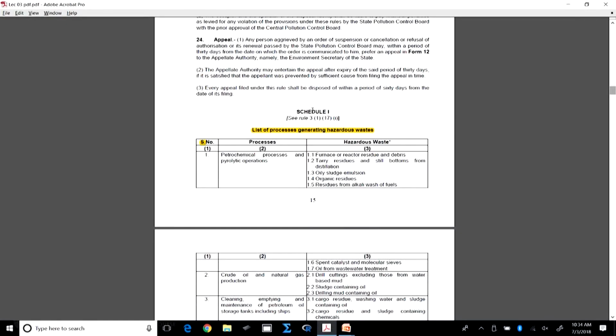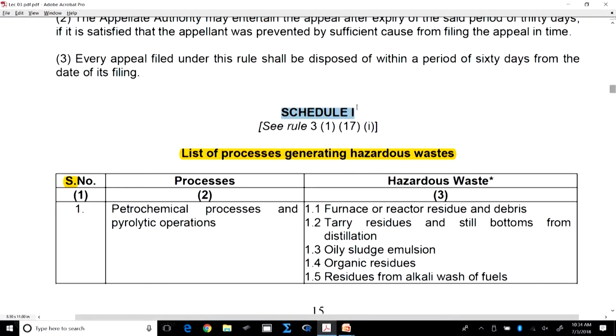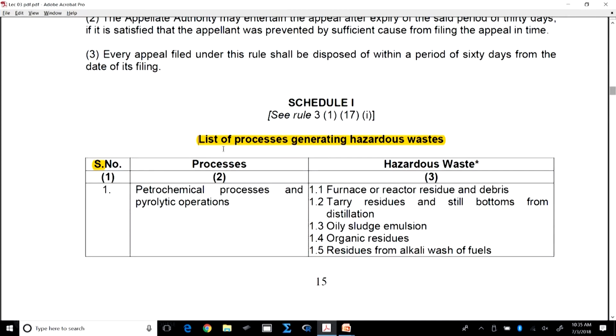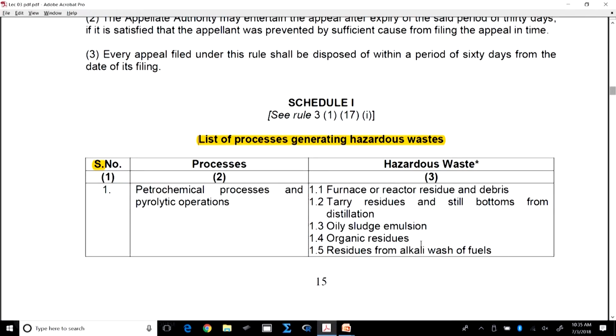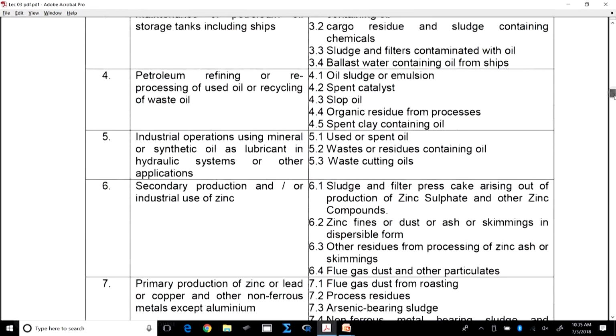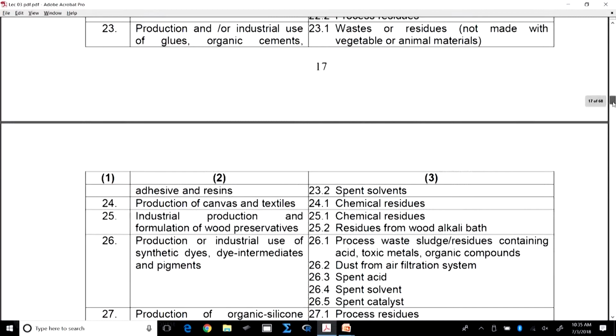Here we come back to schedule 1, and what does that contain? It contains a list of those processes that generate hazardous waste. Let us say you are the owner of a particular industry, and some of your processes are listed in this category. Then obviously you need to be on your toes. Typically, if the process is listed, the waste generated from that process would be classified as hazardous waste. For example, here we have petrochemical processes, and the usual kinds of hazardous waste that are generated from this set of processes.